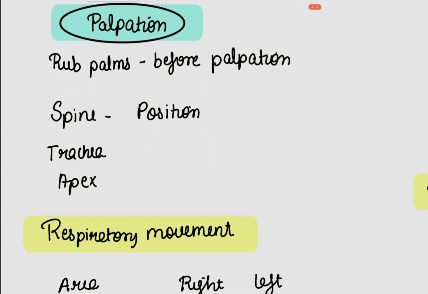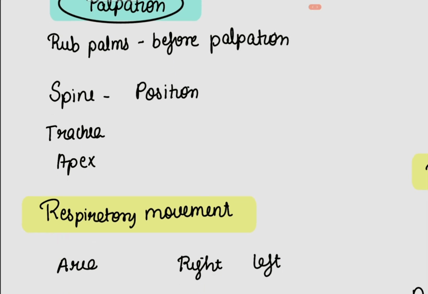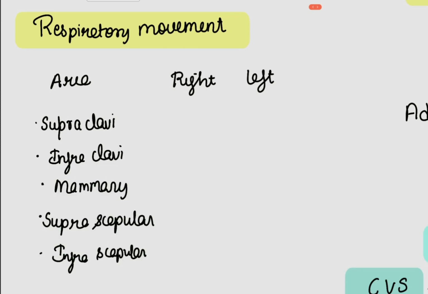Palpation. Rub your palms before you palpate, to warm them. Look at the spine position, trachea, apex. Then we have respiratory movements. Divide the chest into areas and measure equally on both sides. Since it is inspection, it's not necessary, but when it comes to palpation and percussion, you have to do it simultaneously on both sides.